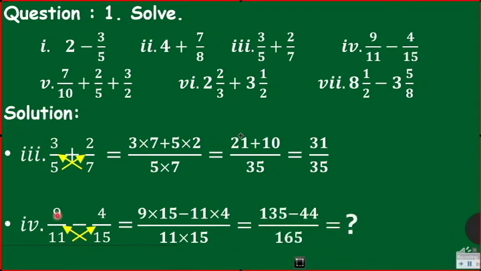So see what I have done here. As previous, I multiplied the denominator of the second fraction with the first one, 9 into 15. Here we are doing subtraction, so I used the minus sign. Then multiply the denominator of the first fraction with the numerator of the second fraction, 11 into 4. 9 into 15, or you can say 15 into 9, equals 135. 11 into 4 is 44. 11 into 15 equals 165.